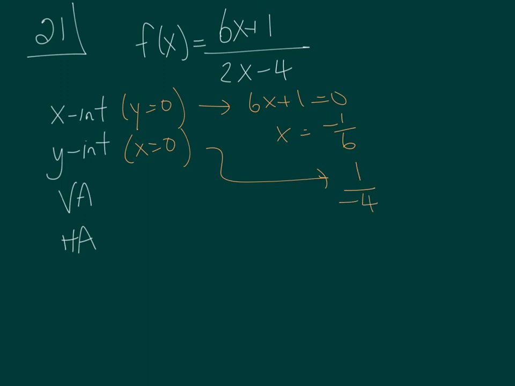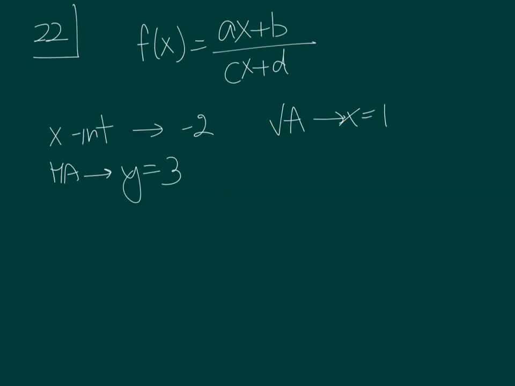The vertical asymptote happens when the denominator equals 0, so when 2x - 4 equals 0, or when x equals 2. And the horizontal asymptote, again, we're going to do what we did in the last question and divide each term by x. So getting that, we would have 6 over 2 as our horizontal asymptote, or 3. And that's y equals 3.